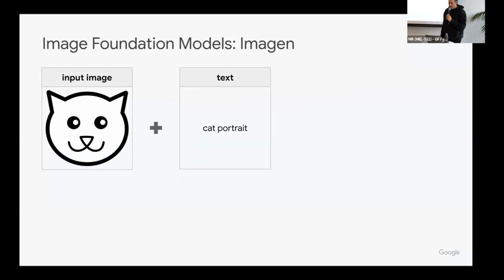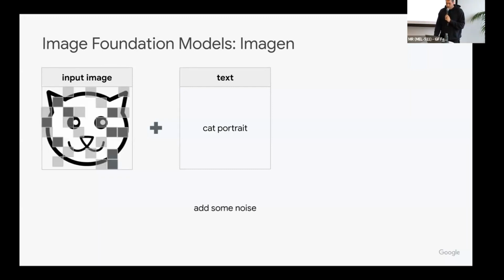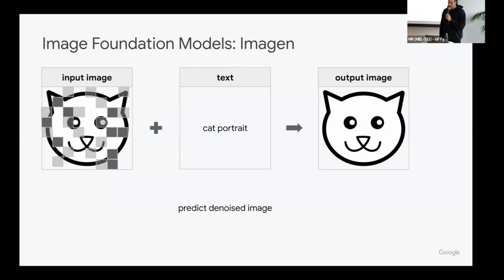For this family of image models, we start with two things. We have an input image, and we have a piece of text. This is called a conditioning text that essentially labels that image. Here, I have a picture of a cat and a description: that's a cat portrait. Next, we're going to add some noise to the input image. And then in this next step, we're going to train a model to predict the denoised image.